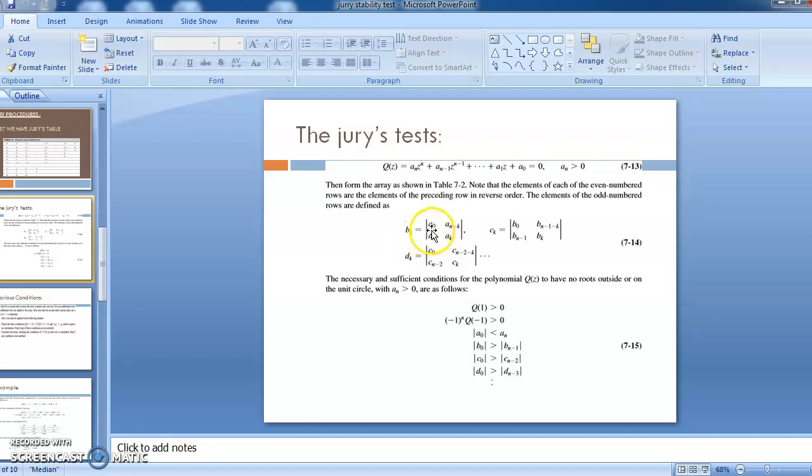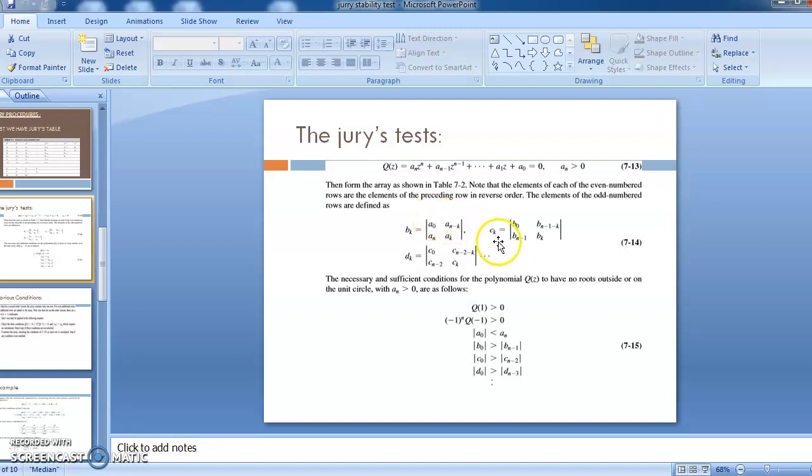Bk is equal to a naught first, and then an minus k, an, ak. Bk, k may be 0, 1, 2 like that, right? And this will be simply a naught into ak minus ak an into an minus k, right? You may substitute any of the values of k and calculate the values of the third row, right?